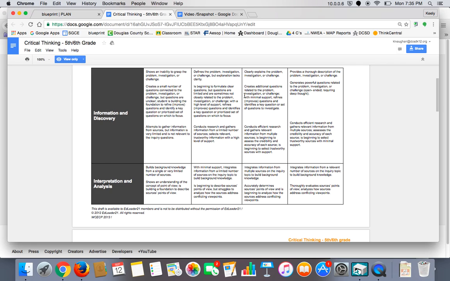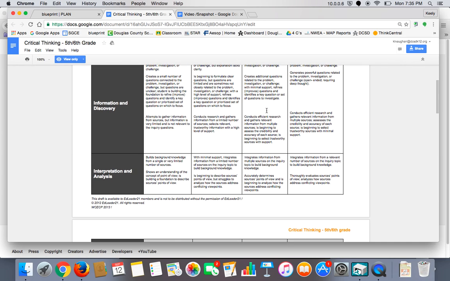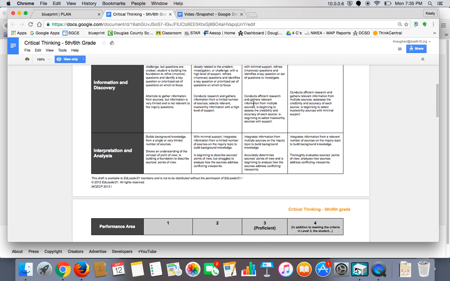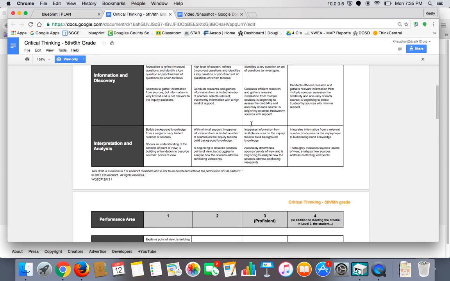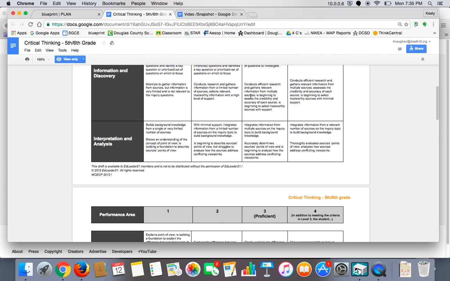And I could read the next part here. I do that with minimal support, or I revise my questions, or identify a key question. If those are things that you don't do, that's a good goal for you. If you're not following up your research with additional questions, then maybe that's what you need to focus on. Again, we have conducting efficient research and gathering relevant information from multiple sources. How many of us just look at one source and take the information from that as true? That's a bad habit, and that's something that all of us can be working on, so that could be a super cool goal that we have.